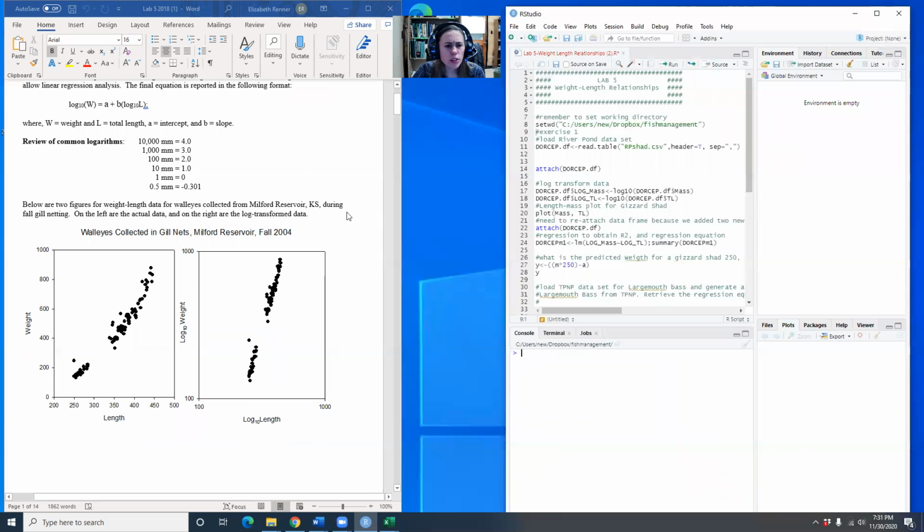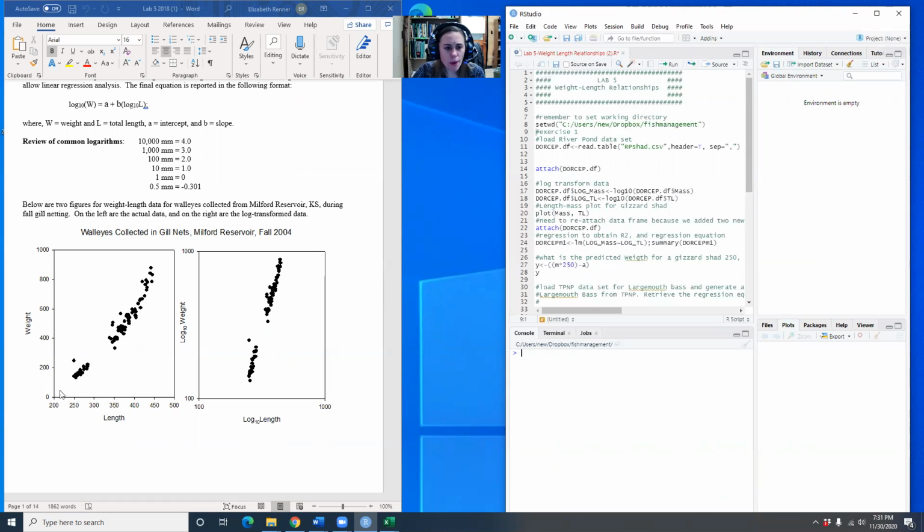Below are two figures for weight-length data for walleyes collected from Milford Reservoir in Kansas during fall gill netting. On the left are the actual data, and on the right are the log transformed data. What do we notice about the differences in the shapes of the two graphs?